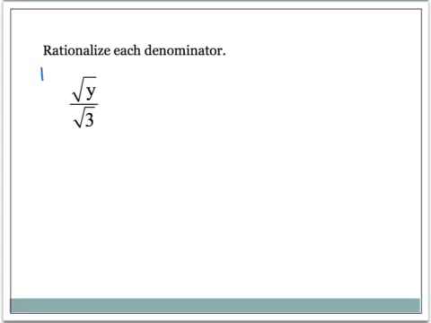Alright, let's start by practicing. Example 1 says rationalize each denominator. And we have the square root of y divided by the square root of 3. So we need to get rid of the square root of 3 from the denominator. In order to do that, multiply both the top and the bottom by the square root of 3. And then you're guaranteed that you will have no more radicals in the denominator.